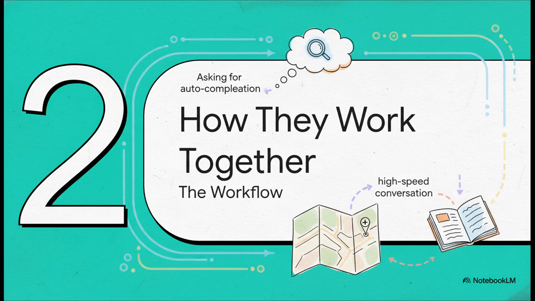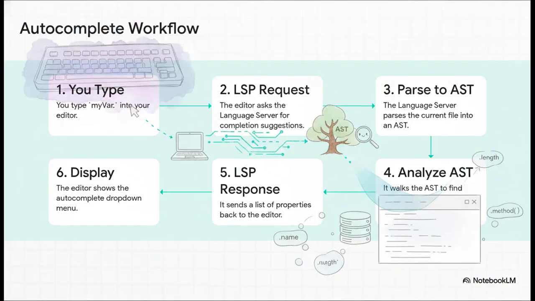Okay, so we've got the map and we've got the guide. How do they actually talk to each other? Well, while you're coding, they're in this constant, super fast conversation. Let's walk through what happens in that split second when you ask for an auto-completion. So here's the play-by-play. You're coding along, you type my var, and then a dot. Boom! That single dot is the signal. Your editor immediately fires off a request to the language server. The language server catches it, instantly creates an AST of your current file, and then walks through that tree to find everything it knows about my var. It bundles up that list, sends it back, and your editor shows you that drop-down menu. And this whole round trip, we're talking milliseconds. It's so fast it feels seamless, like your editor is reading your mind.